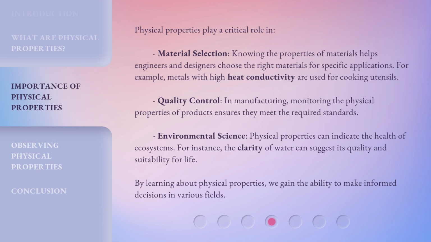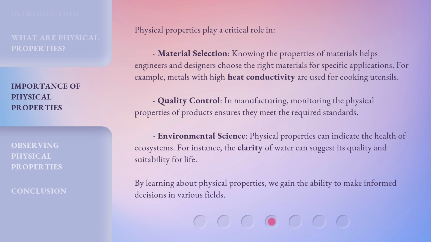Physical properties play a critical role in material selection. Knowing the properties of materials helps engineers and designers choose the right materials for specific applications. For example, metals with high heat conductivity are used for cooking utensils.